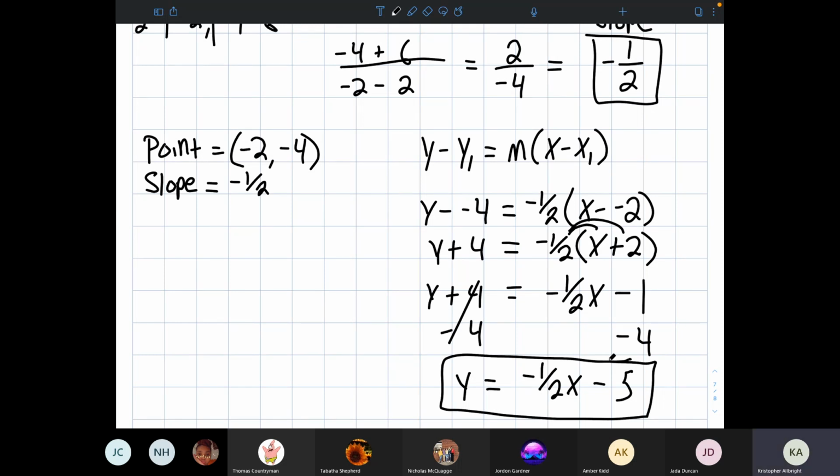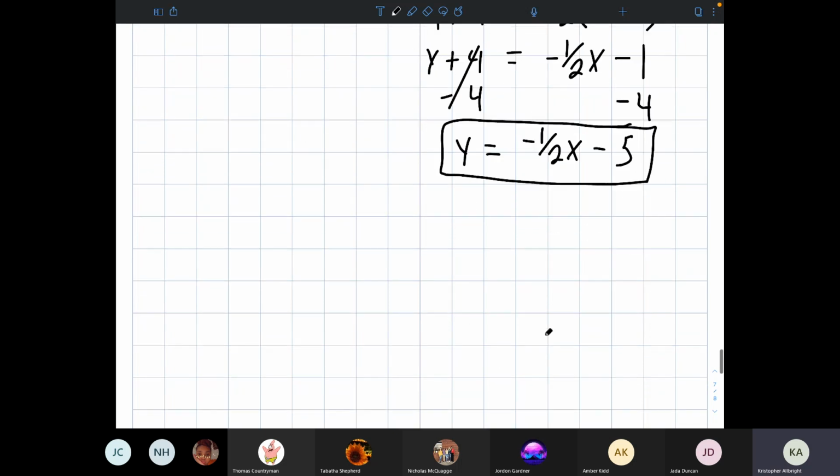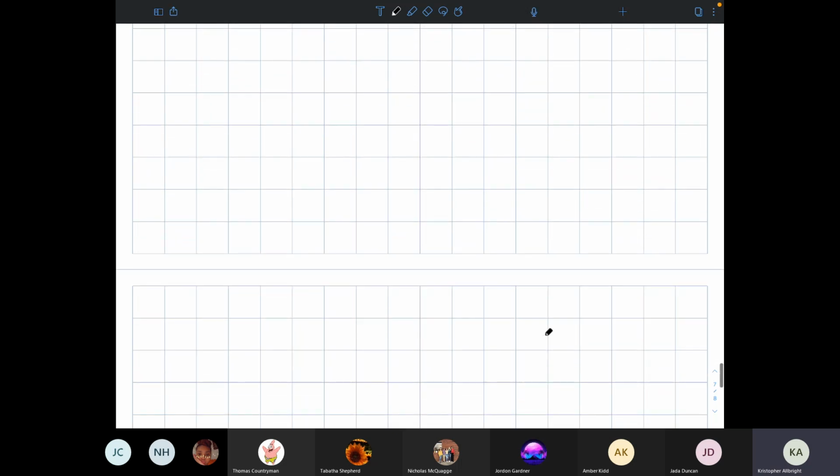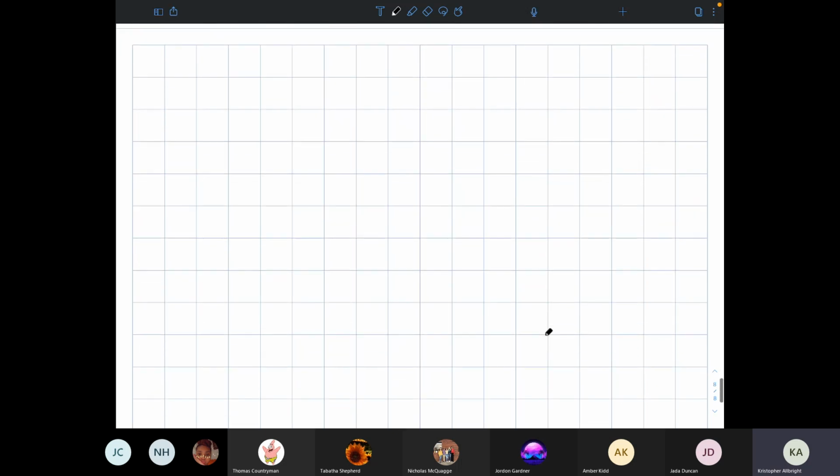So for parallel lines, like we talked about, it just means same slope. Perpendicular is another word that is opposite of parallel. Perpendicular means that lines will cross at a 90-degree angle. They're going to cross exactly once, never again.